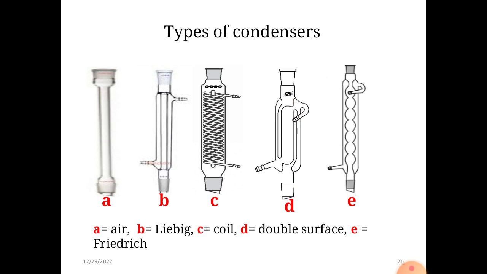So this is the general idea of what types of condensers are in use. This is very important to isolate two or more liquids, or liquids and solids together. When they transfer into the vapor state, they condense in condensers. So this is about the types of condensers, and this way we come to the end of this unit.